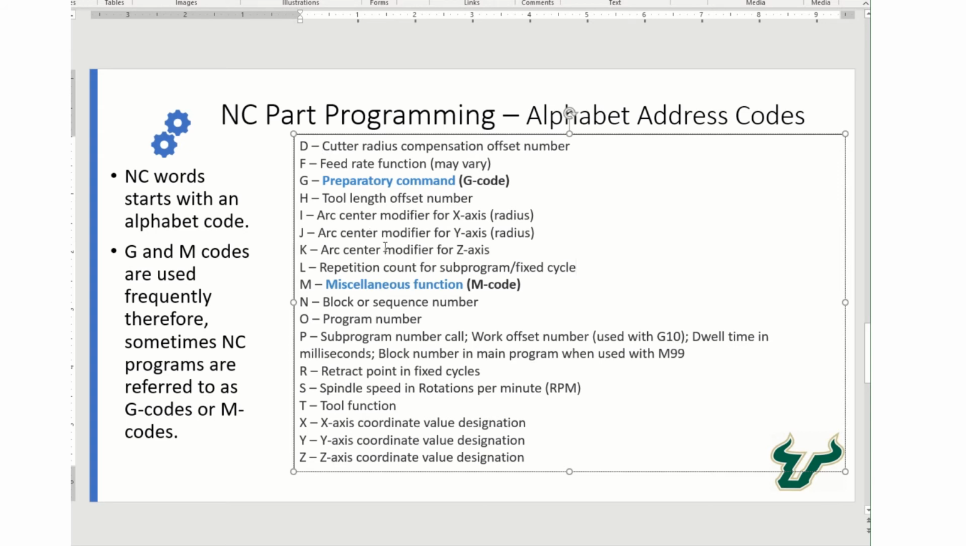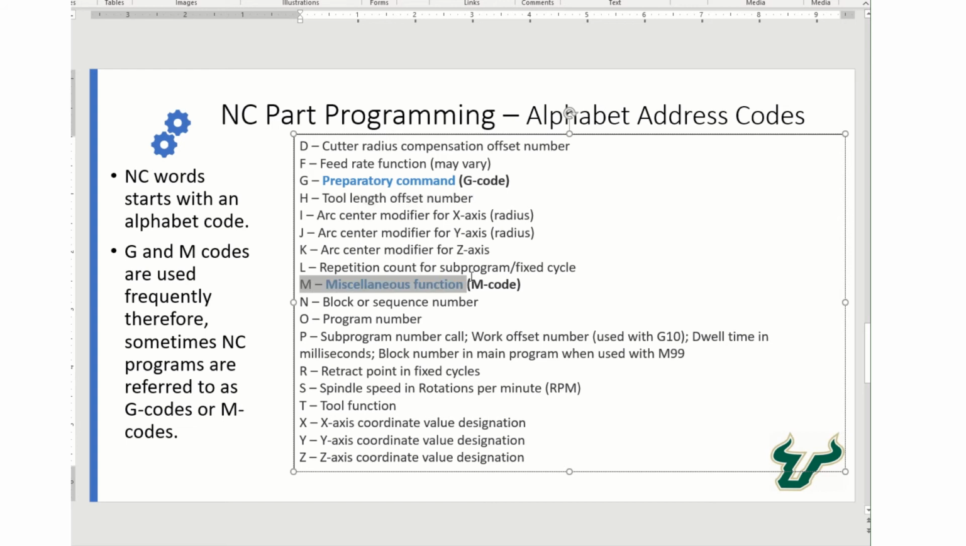I'm just going to go over very briefly the important ones: F, which is the feed rate function, G, which is the preparatory command, these are the machine codes, H stands for the tool length offset number, and then you have the arc centers for the X, Y, and Z axes, which are I, J, K. These are used when you want to move the tool in a circular motion.